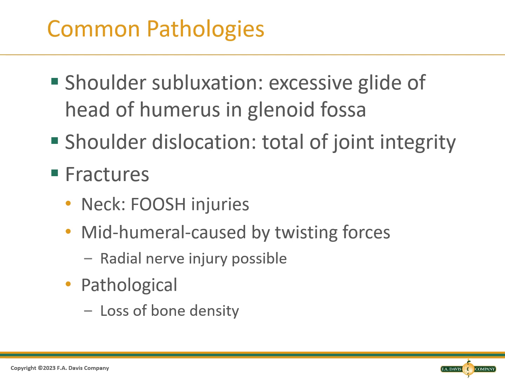And it's important for us to know that the radial nerve runs in that radial groove at the mid-humerus, and so we have a risk of radial nerve injury when there's a mid-humeral fracture. Pathological fractures can also occur in the humerus as a result of loss of bone density and trying to utilize too much muscular strength where the muscle pulls on the bone adversely, causing a pathological fracture.